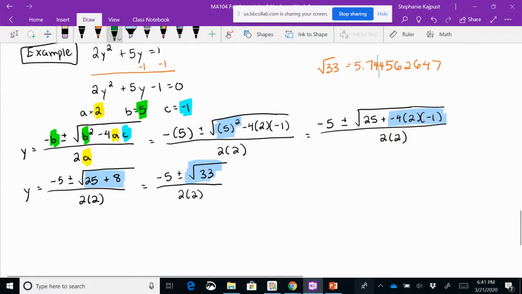So I'm going to put a line after the 2 decimal places. If the number after that line is 5 or higher, I round up. Otherwise, it stays the same. So since the number after the line is 4, it's below 5, I don't round up. The number stays the same. So I'm going to use 5.74. So this will give me -5 plus or minus 5.74 over 2 times 2.